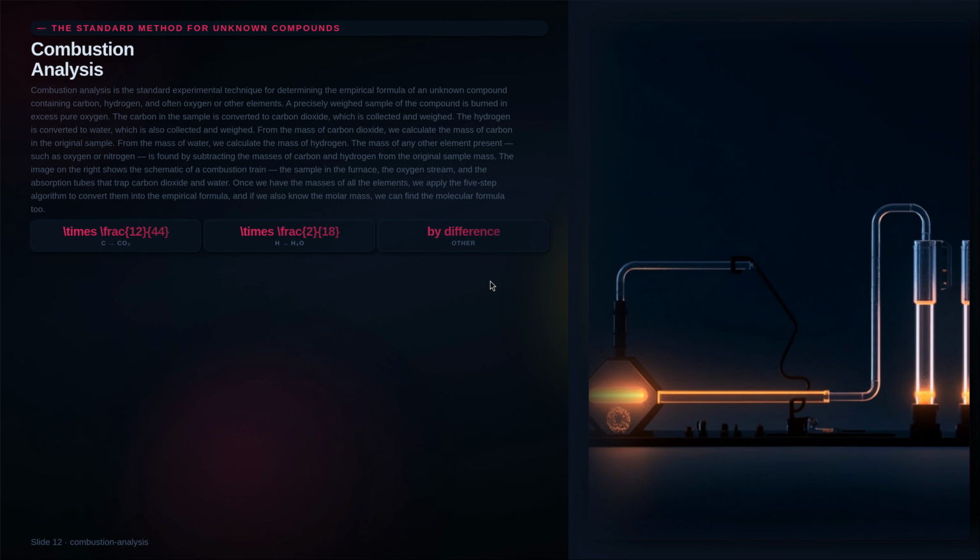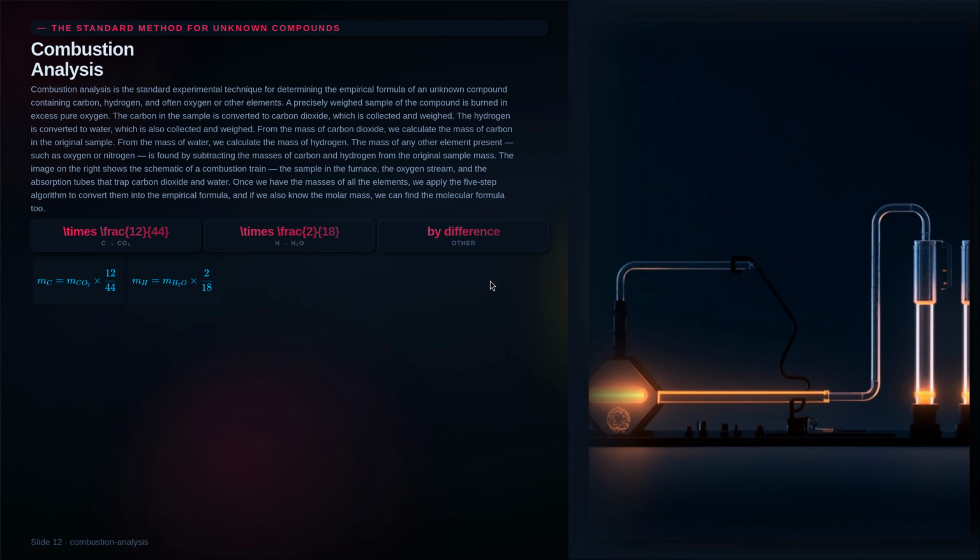Combustion analysis is the standard experimental technique for finding the empirical formula of an unknown compound containing carbon and hydrogen. A weighed sample is burned in excess pure oxygen. Carbon becomes carbon dioxide, which is collected and weighed. Hydrogen becomes water, which is also collected and weighed. From the carbon dioxide mass, we calculate the mass of carbon in the original sample. From the water mass, we calculate the mass of hydrogen. The mass of any other element, like oxygen or nitrogen, is found by subtracting carbon and hydrogen from the original sample mass. The image on the right shows the schematic of a combustion train.